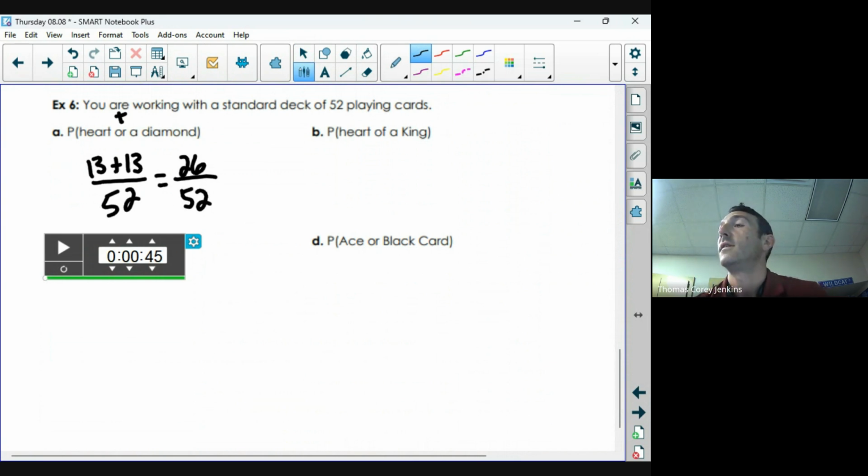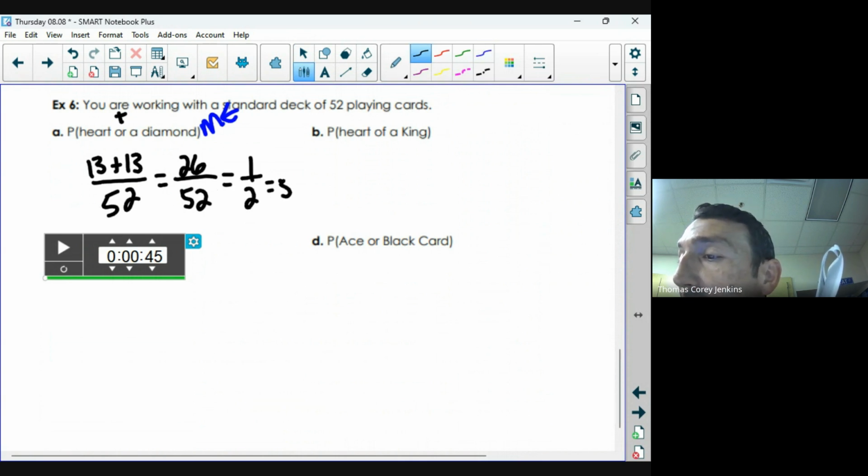Oh, also, can anybody explain why those were mutually exclusive? I kind of glossed over that. Yes. It's a heart or a diamond. And are there any cards that are both hearts and diamonds? No, right? So that was the deal there. So you might want to mark here that these were ME. Anyways, that reduces to 1 out of 2, which is 50%.